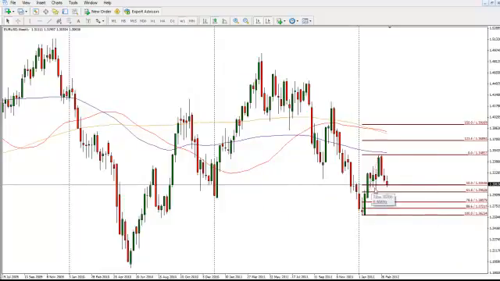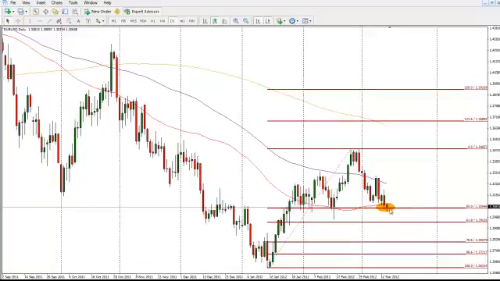As you can see around this level here, we had spikes below, then it closed well above, so the weekly close is crucial, and also the daily close today is very, very important. Yesterday it did kind of pierce this level a little bit, but at least it closed above it.